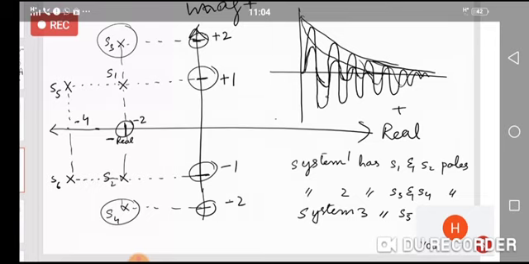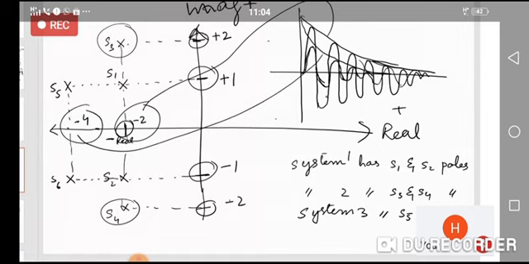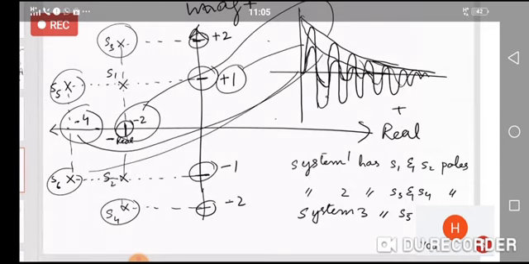Do you understand? This is the old rate of decay. This rate of decay corresponds to -2. The new rate of decay corresponds to -4. Since both S1 and S2 have 1 radian per second frequency, and S5 and S6 also have 1 radian per second frequency, their oscillation frequency is the same, but the rate of decay has increased.